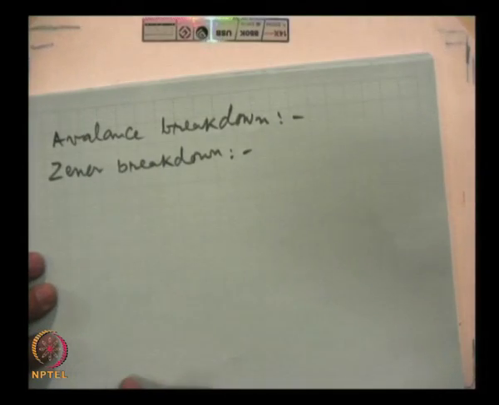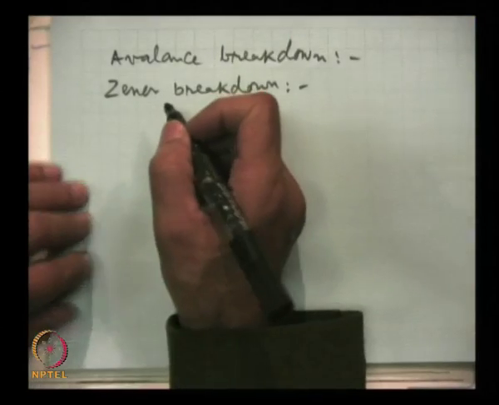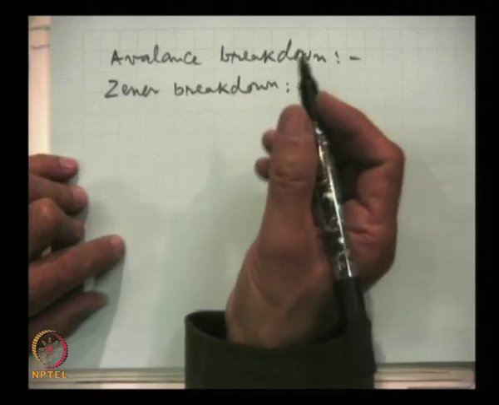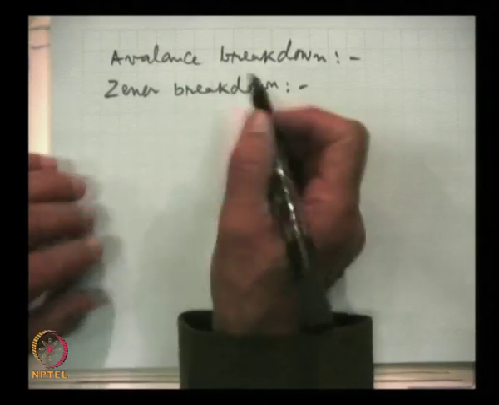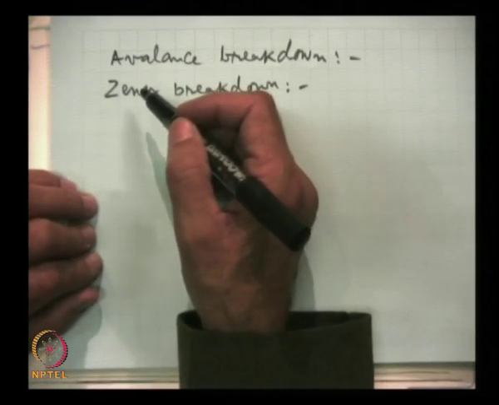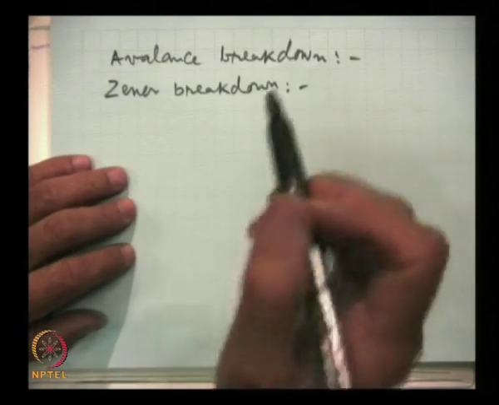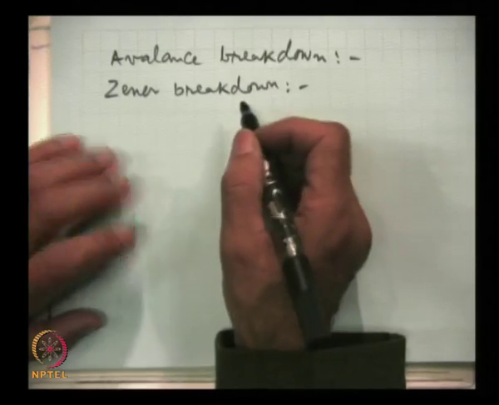What are these two processes? Let us first talk of avalanche breakdown. In the reverse bias, mind it, breakdown occurs in the reverse bias, and if we go on increasing the applied voltage, then the field in the depletion region increases.